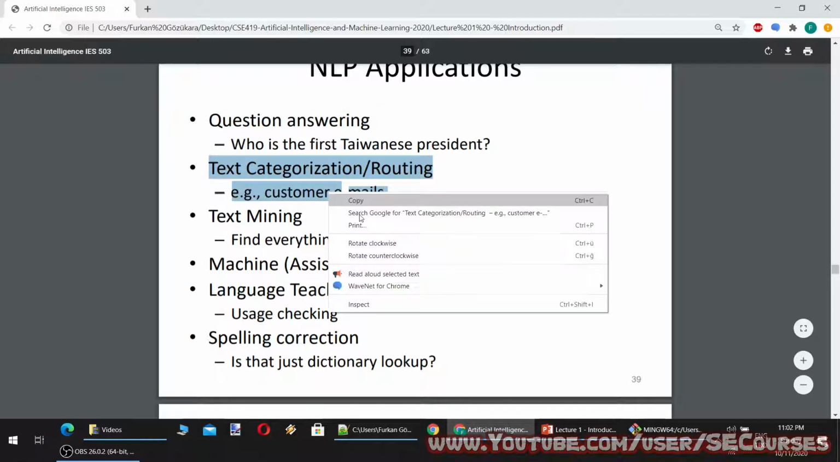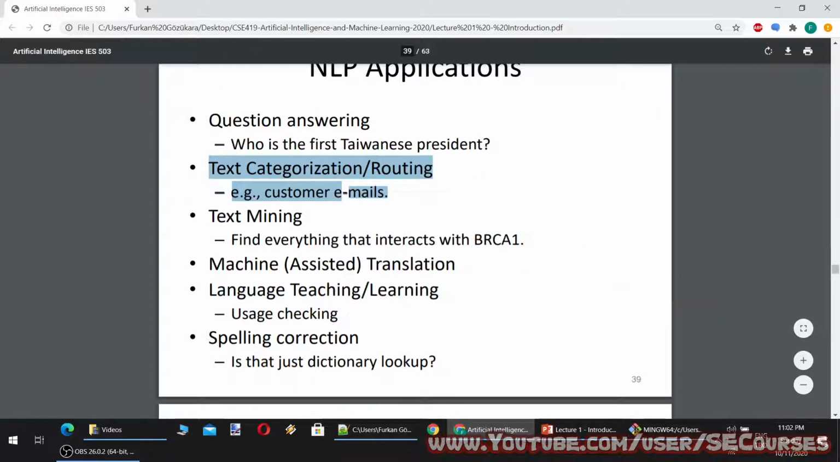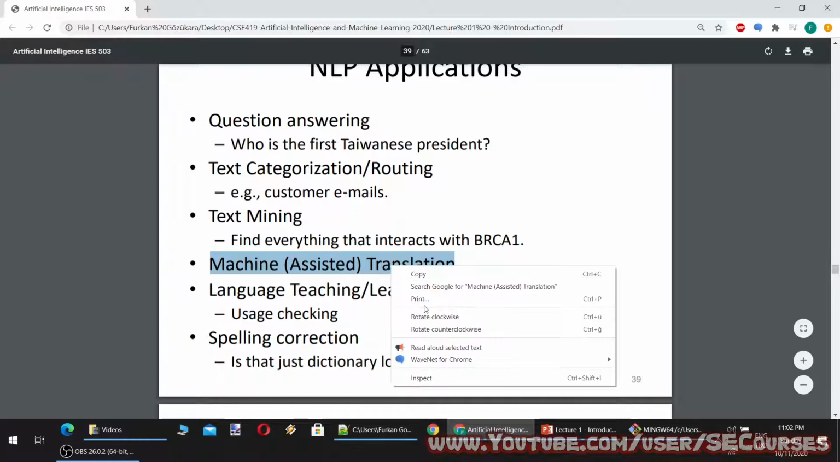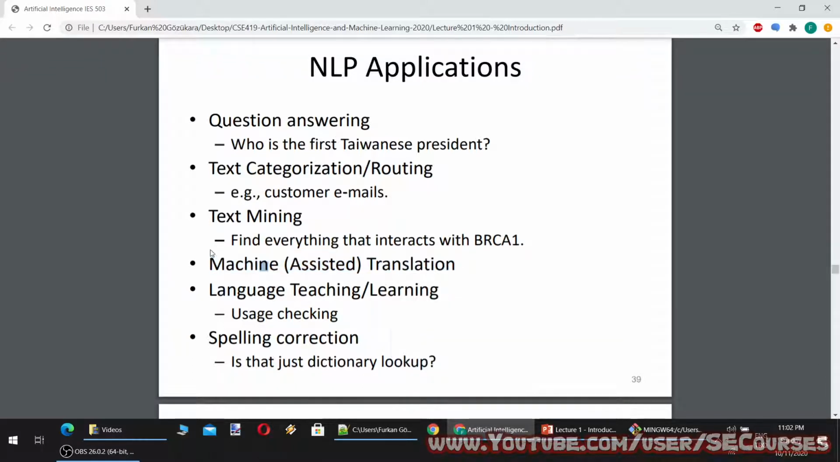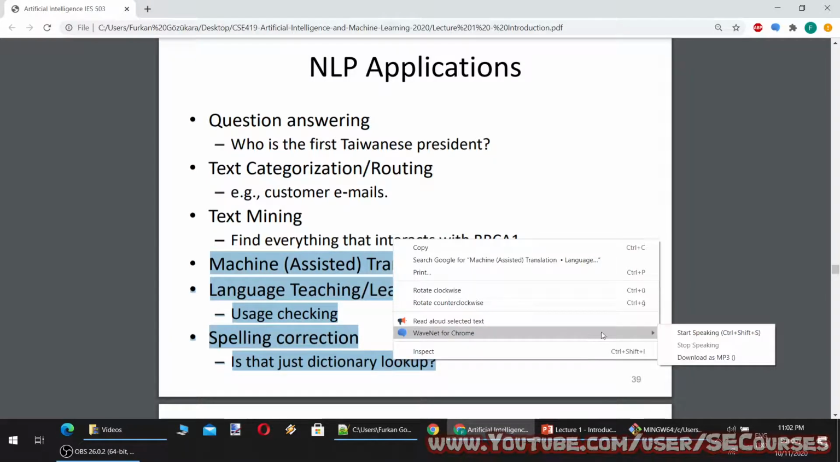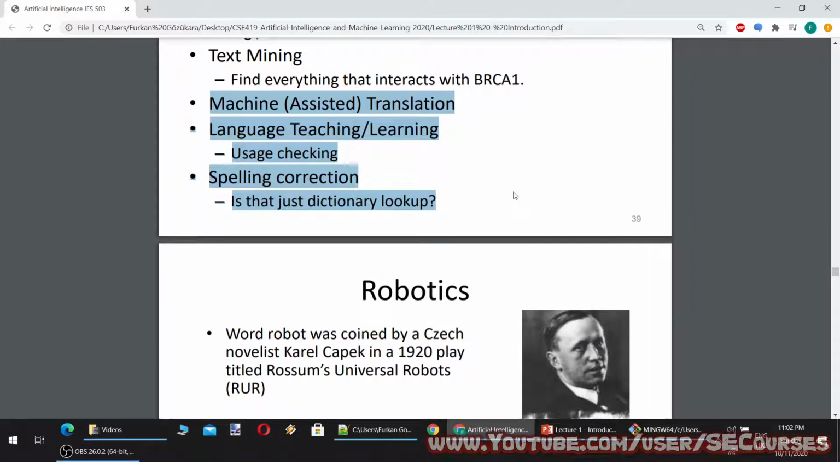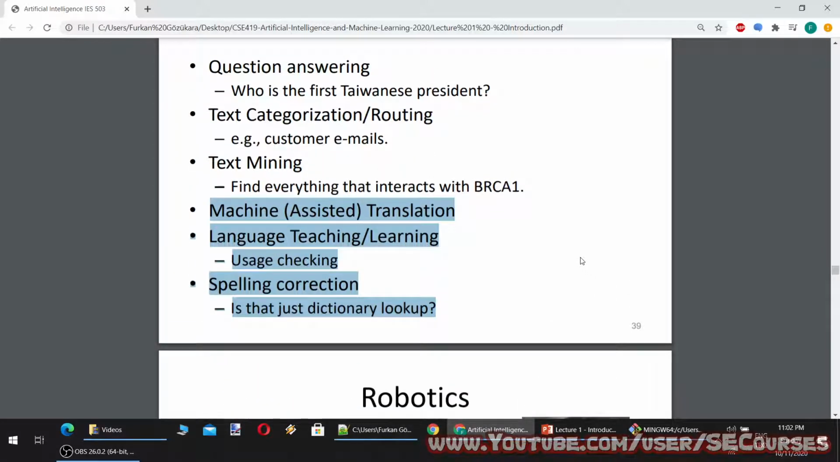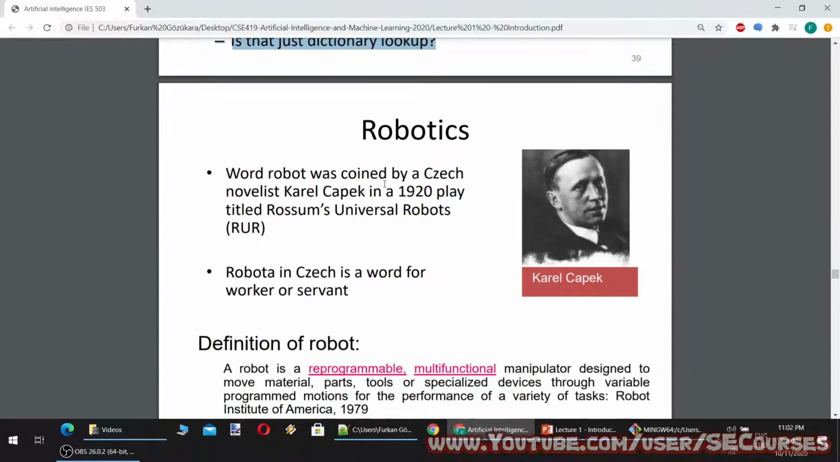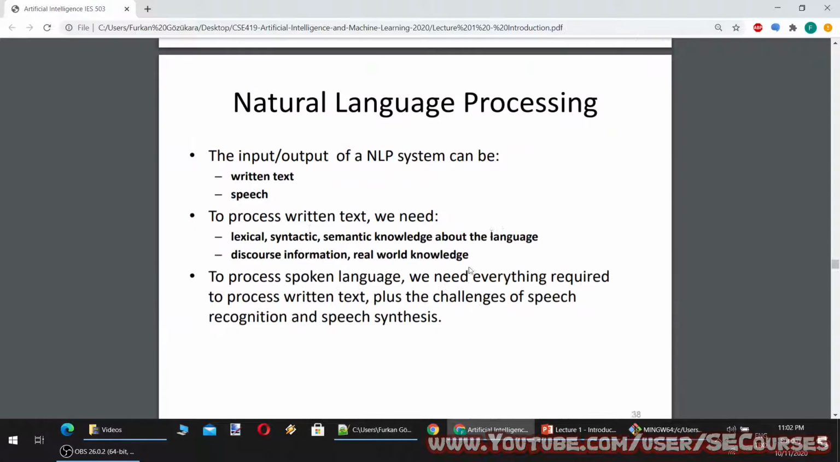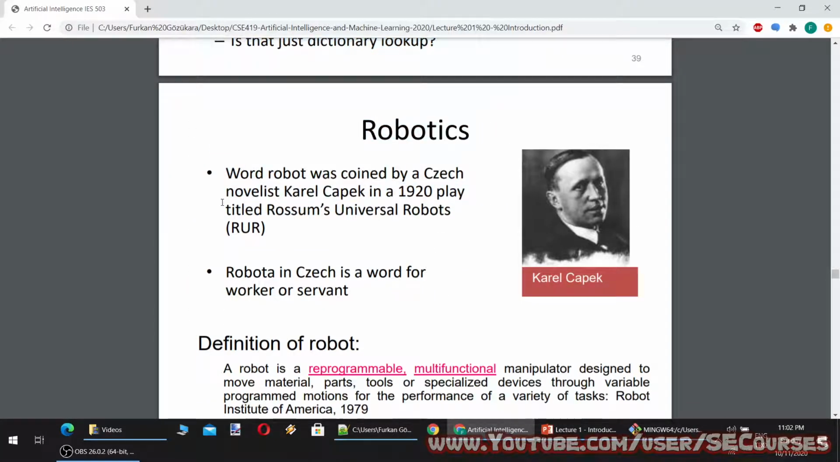Text categorization, routing. This is a rather easier one. Text categorization, routing, for example customer emails, classification. Text mining: find everything that interacts with BRCA1. Machine assisted translation, for example. Machine assisted translation, language teaching, learning, usage checking, spelling correction. Is that just dictionary lookup? Okay. So these are the NLP applications. Let's continue with robotics.